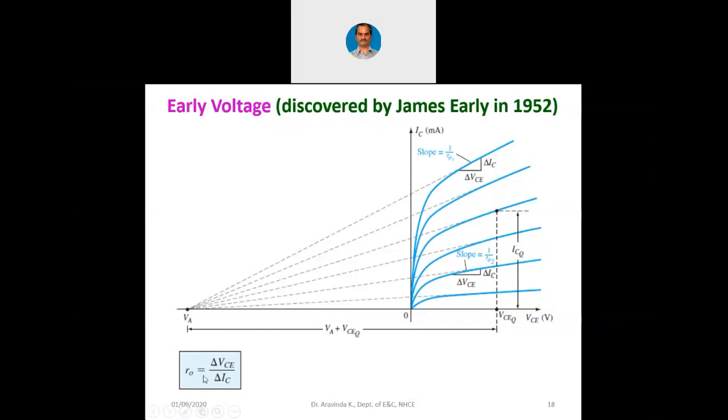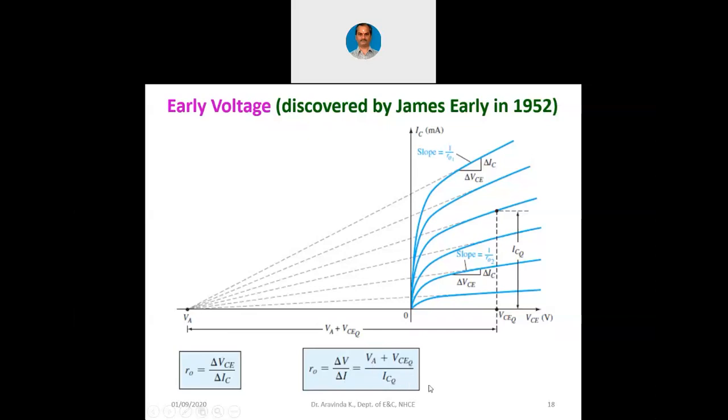Based on this, we can write the expression for the output impedance R0 for the transistor. I am not talking about the complete amplifier. I am talking only about the transistor now. So R0 is delta VCE by delta IC. That is what is shown here, right? Now, this R0 is delta V by delta I. Now, considering the discovery of James Early, R0 is (VA plus VCEQ) by ICQ.